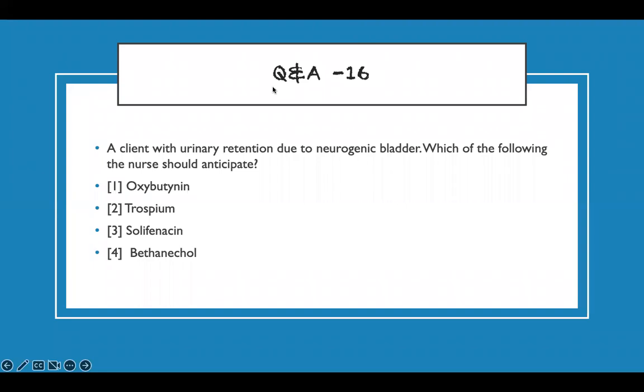Just analyze it. Which of the following would the nurse anticipate? So, anticipated finding. A client with urinary retention due to neurogenic bladder. So the same thing. This is straightforward pharmacology. I have a neurogenic bladder. Okay, that means I don't contract, so I get urinary retention. I need to contract so that I can empty my urine.